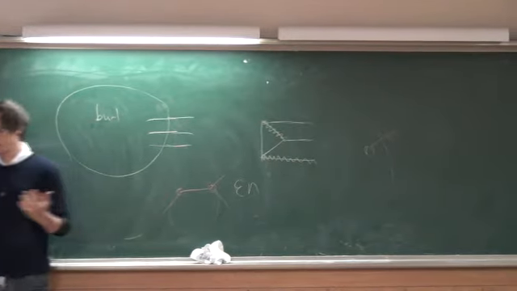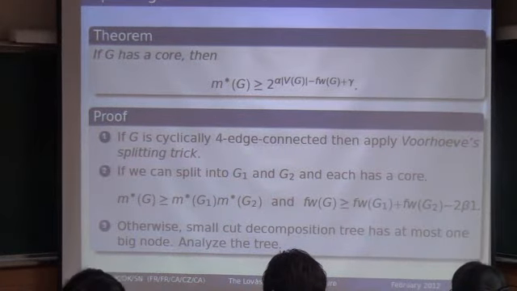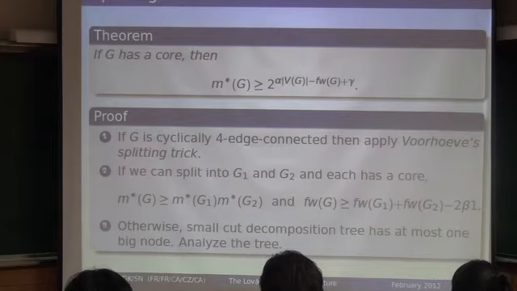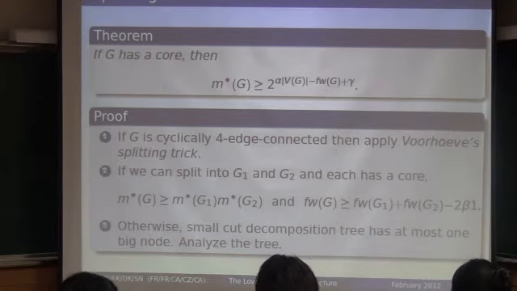Otherwise, if we're able to split on a 2-edge cut or a 3-edge cut into two graphs, each of which has a core, then we can actually apply induction. And we apply induction in a variant of the obvious way. We basically say that when you glue back together on the cut, then M asterisk goes up in a nice way. You can just multiply them together, which is actually fairly obvious. And the foliage weight goes up in a nice way, except you lose a little bit. But beta in this case is so small that we don't even need to worry about it.